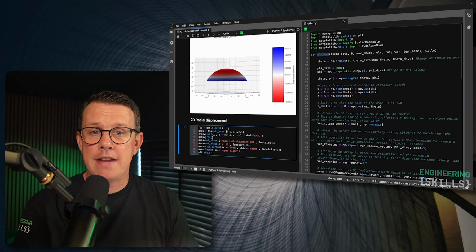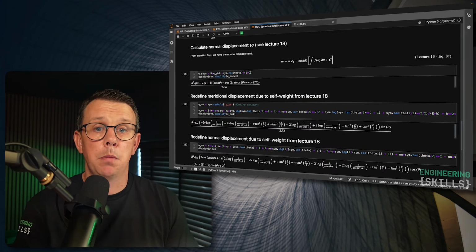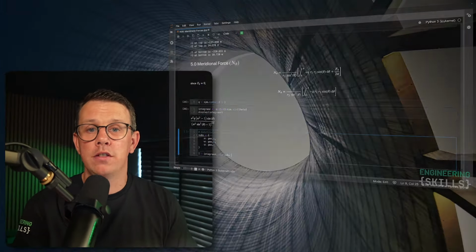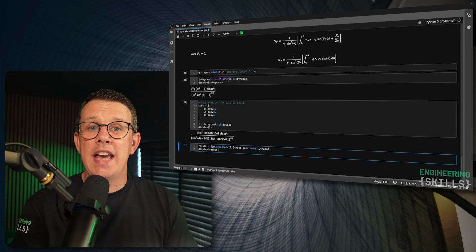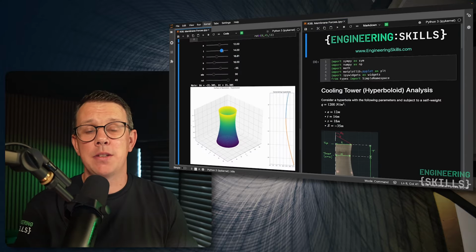Beyond the membrane behaviour of shells, you'll also build up your ability to unlock dense mathematics using Python. If you've tried to tackle shell analysis in the past, you'll know that it's not long before you're met with a wall of heavy mathematics. One of the aims of this course is to show you that with the right tools and an understanding of the fundamentals, this doesn't have to be a barrier.